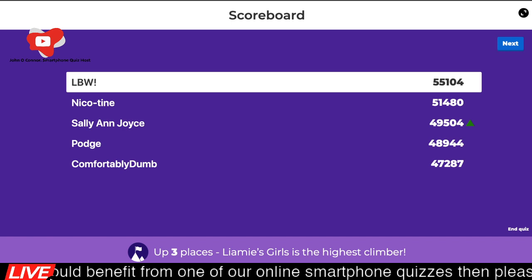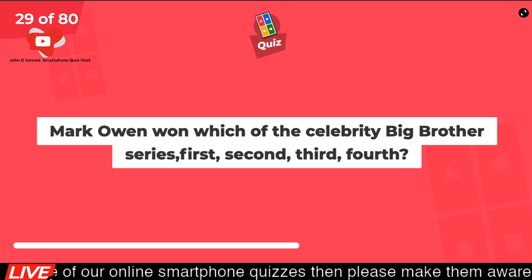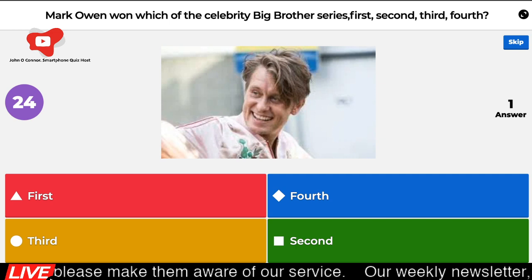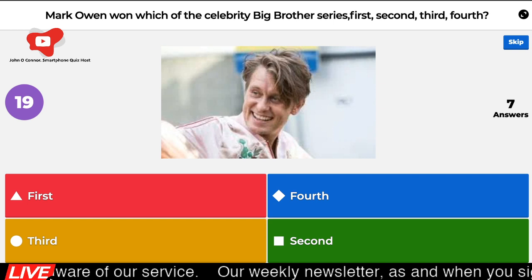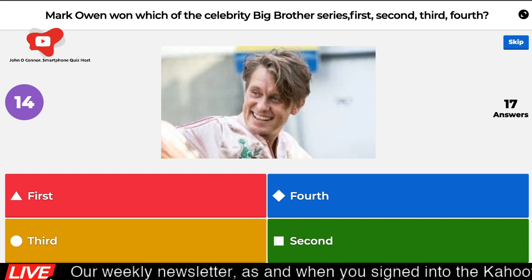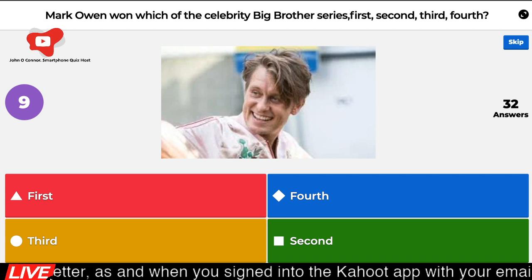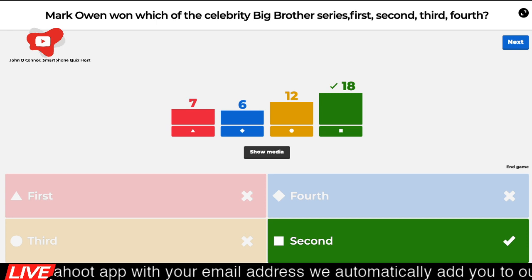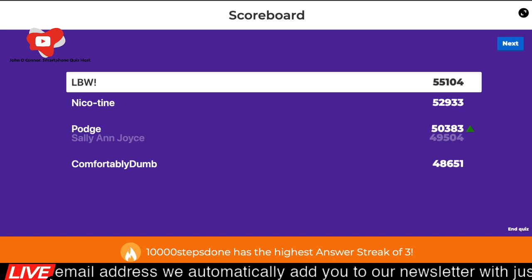Multiple choice. Mark Owen won which of the Celebrity Big Brother series? Was it the first, second, third, or fourth? Correct answers with the second is correct. Podge into third place. Well done, Podge. Here's question 30.